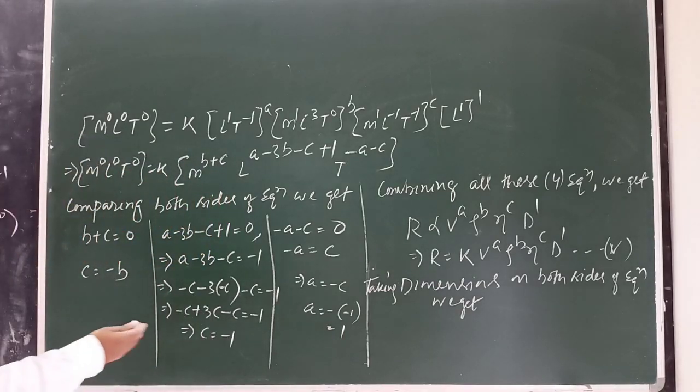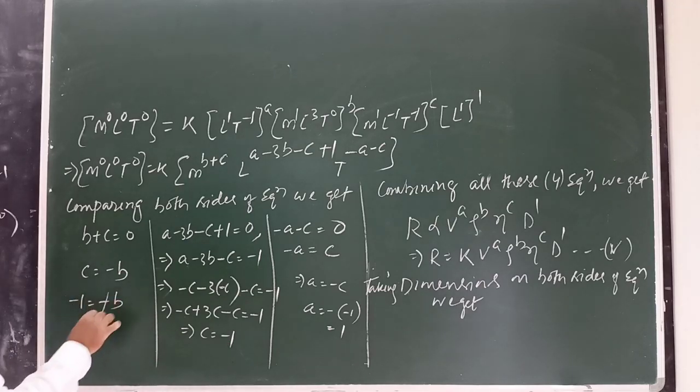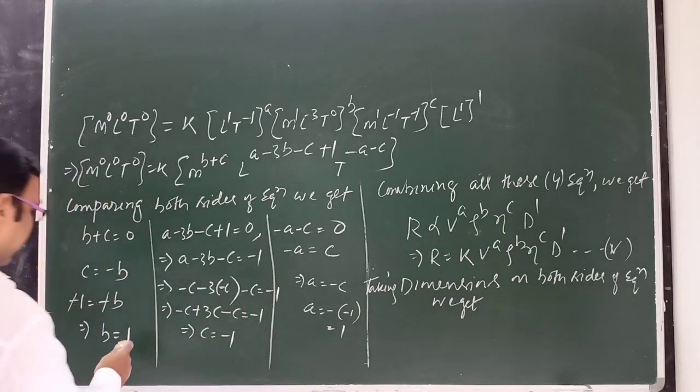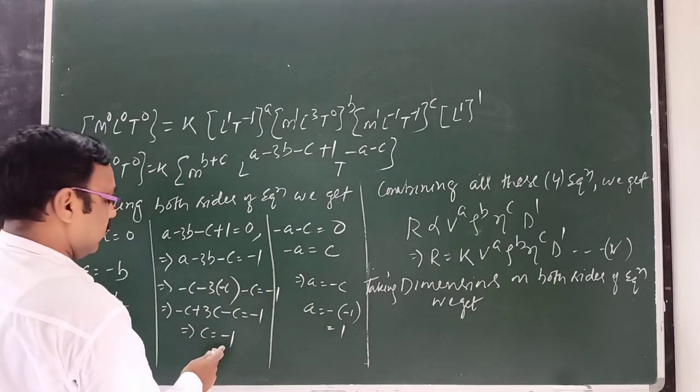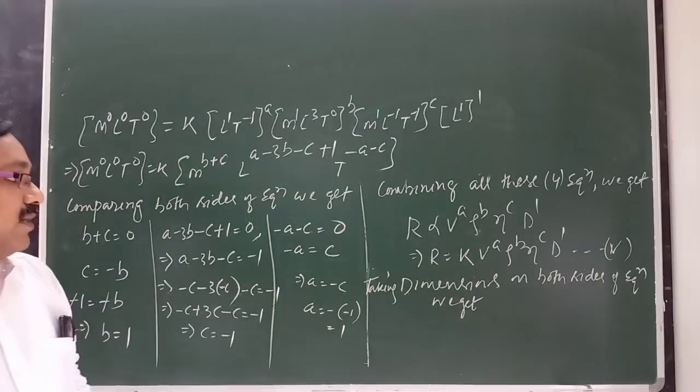Okay. And the same thing you put here. C equals to minus 1. So minus 1 equal to minus B. So minus minus cancelled. So we got also B equal to 1. So now we got all the values. A equal to 1, B equals to 1 and C equals to minus 1. Putting these values in equation 4. How much you will get it?